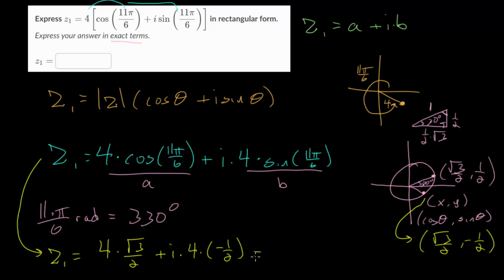And we can simplify this. 4 over 2 is just 2, so we get 2 root 3, and 4 over 2 here is also 2, but we have a negative, so we get minus 2 times i. And there are a couple ways to verify this. We can compare the decimal for this with the decimal for 4 times the cosine of 11 pi over 6 if we put that into the calculator. Or we can also use the formulas.